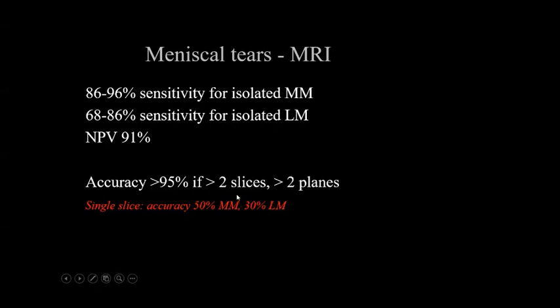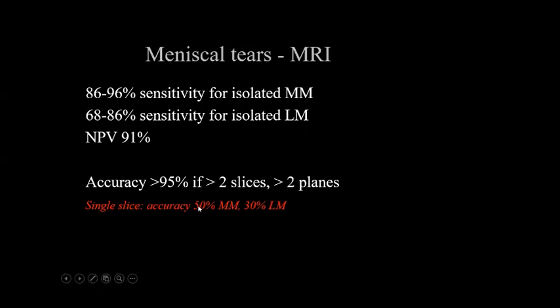So that's why we emphasize all the time that when we describe meniscal changes, we have to make sure that we're seeing the meniscal changes on 2 slices and 2 planes. If I saw meniscal changes on 1 slice, then I would say in my report that the MRI accuracy for this meniscal change is 50% if it was in the medial meniscus, or I would say the accuracy is 30% if it was in the lateral meniscus.